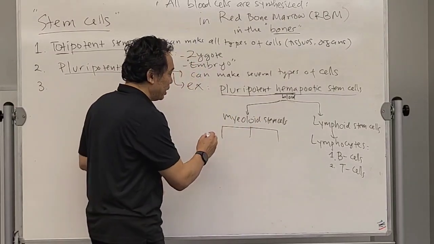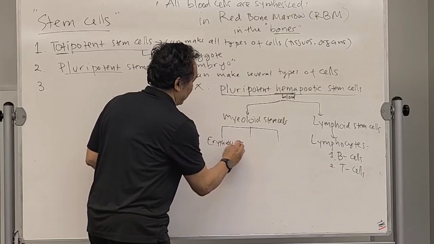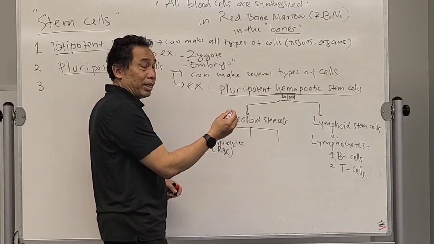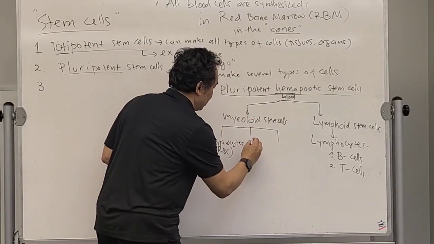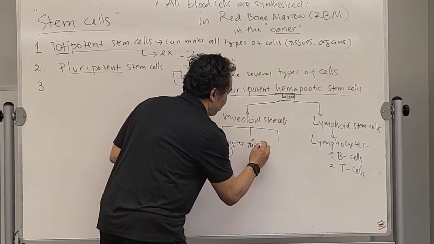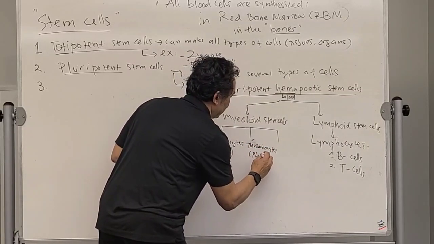Of course, red blood cell, erythrocyte. This is red blood cell. What else? Platelets. The platelet's name is thrombocyte. Thrombocyte. Platelets.